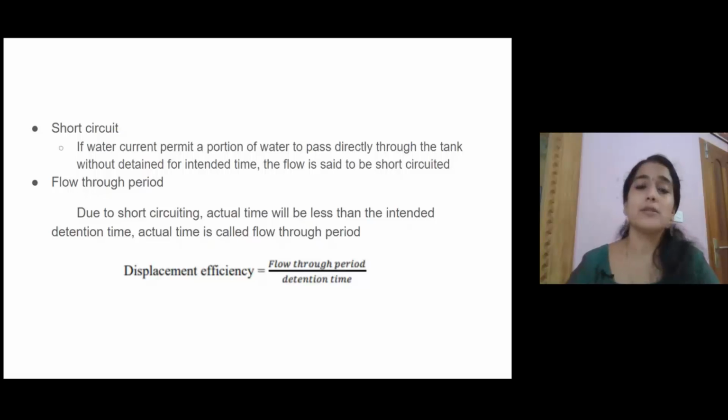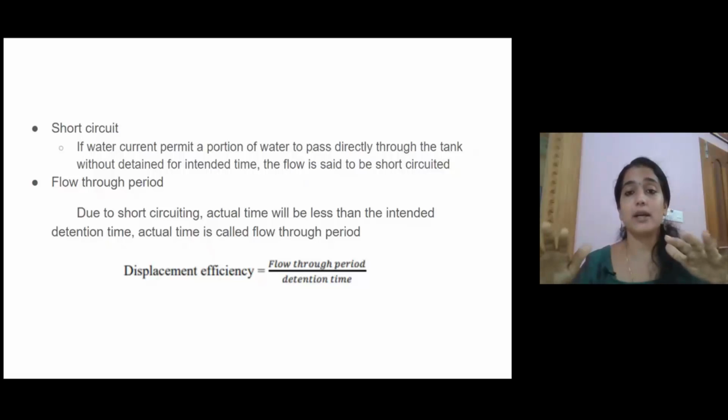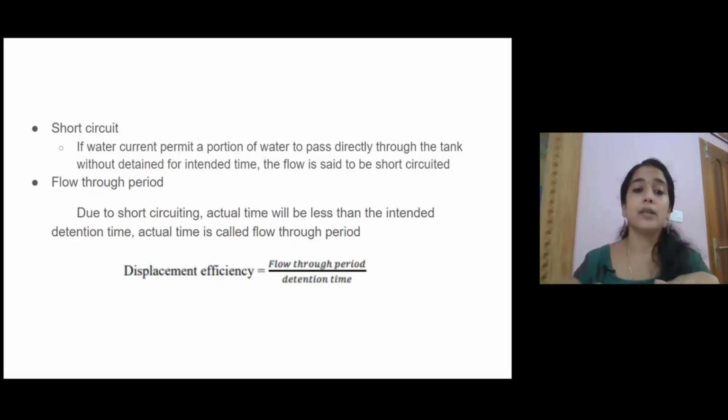This is because the detention time provided for this water flow or the water body will not be enough to settle down the sediments in the bottom of the tank. Then if the water current permits a portion of water to pass directly through the tank without being detained for the intended time, the flow is said to be short circuited.